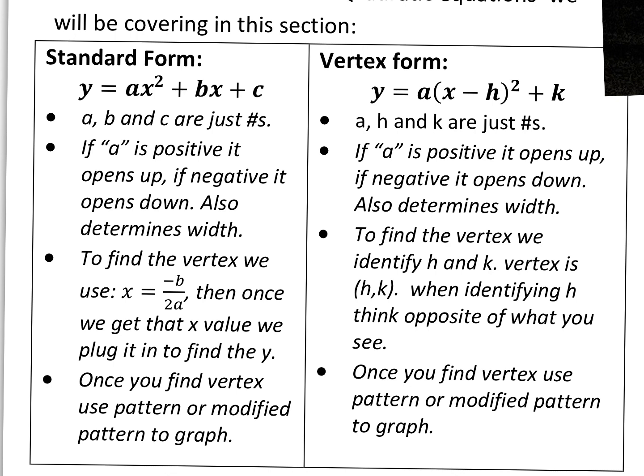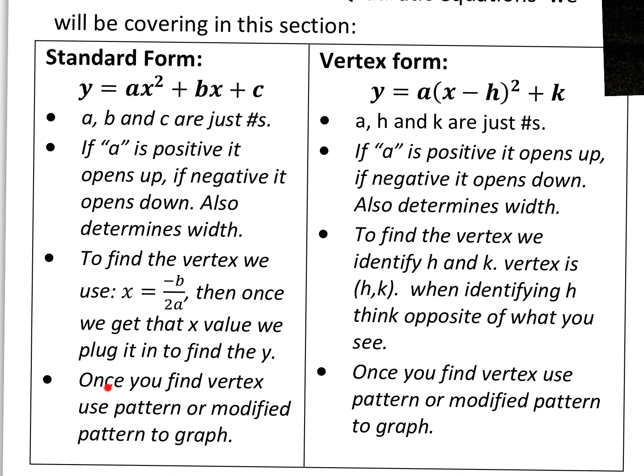Okay, what did the a value tell us? It tells us if it opens up or down. If it's positive, it opens up. If it's negative, it opens down. Not only that, it tells us if it's wide or narrow. The closer it is to 0, the wider it gets. The further away it is from 0, the narrower it gets, right? Same thing here. So the a value is exactly the same.